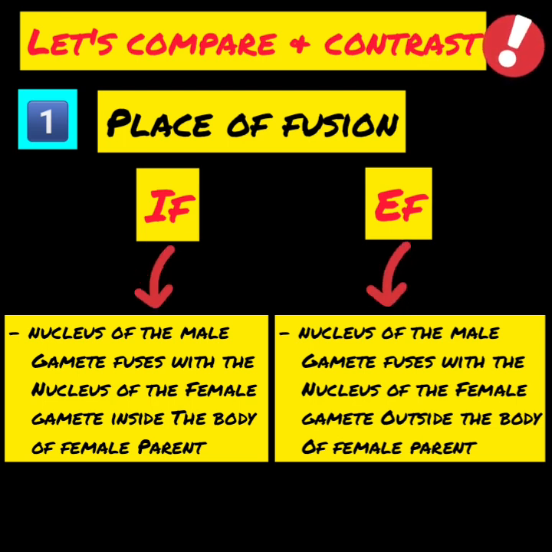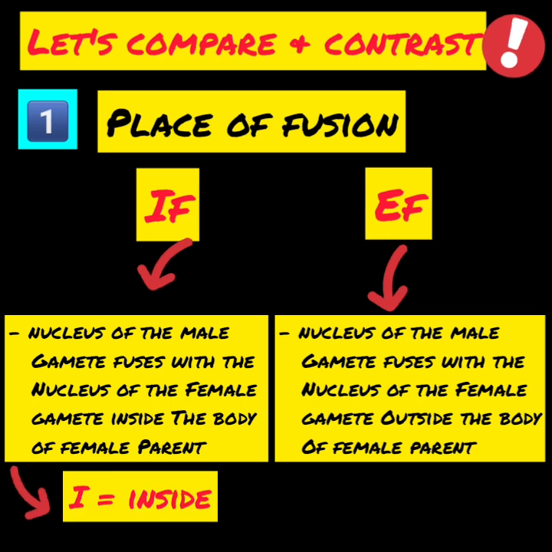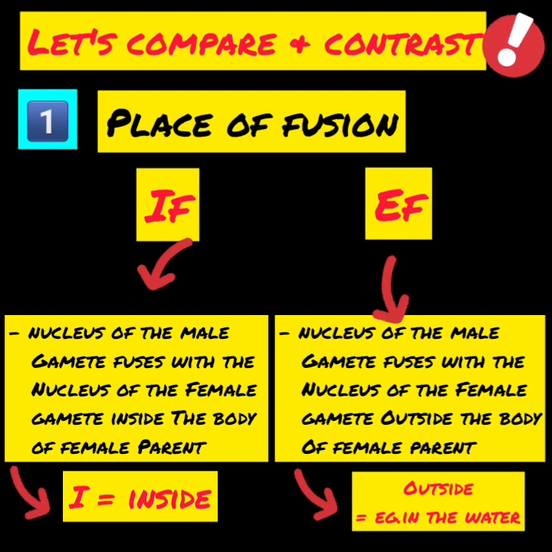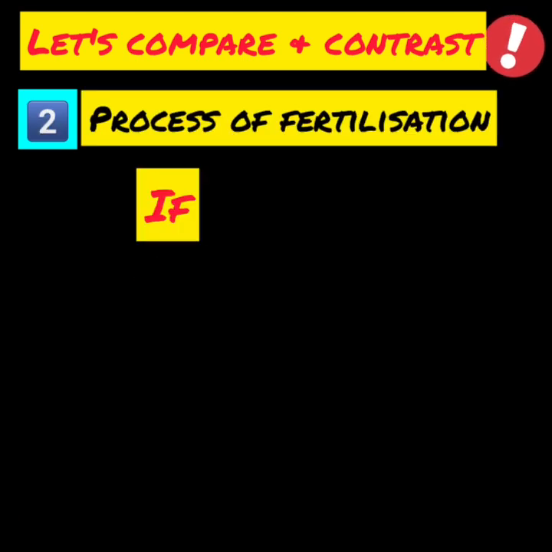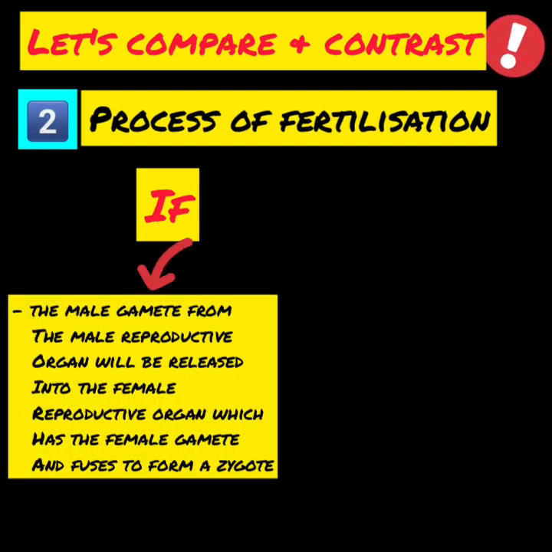In other words, for internal fertilization, the male parent releases sperm into the body of the female parent, while for external fertilization, the male parent releases sperm outside the body of the female parent, for example, in the water. For the second point, let's compare the process of fertilization. For internal fertilization, the male gamete from the male reproductive organ will be released into the female reproductive organ, which has the female gamete, and finally fuse to form a zygote.